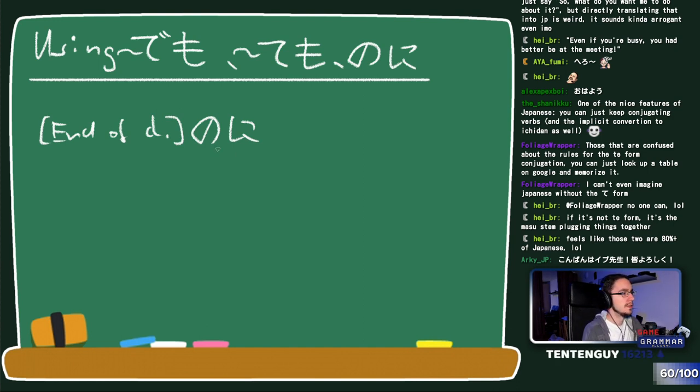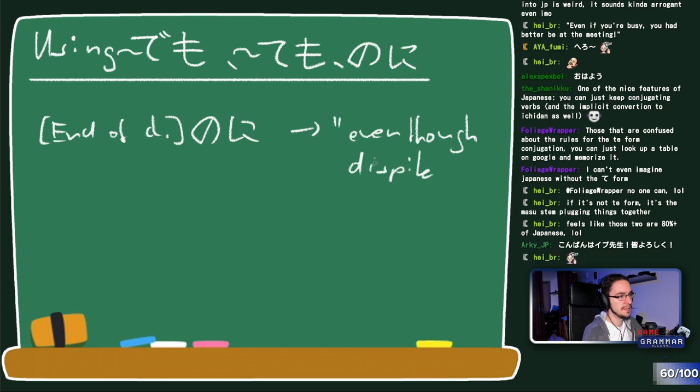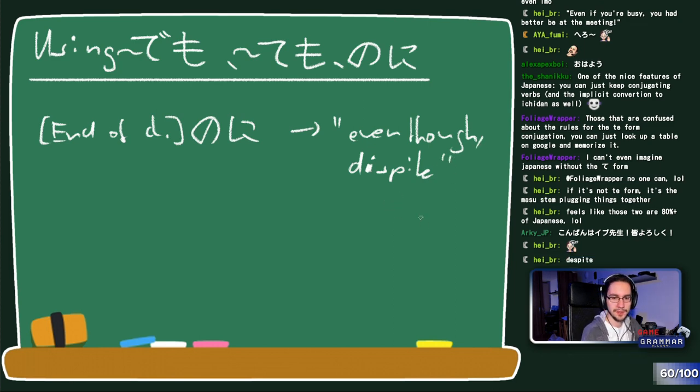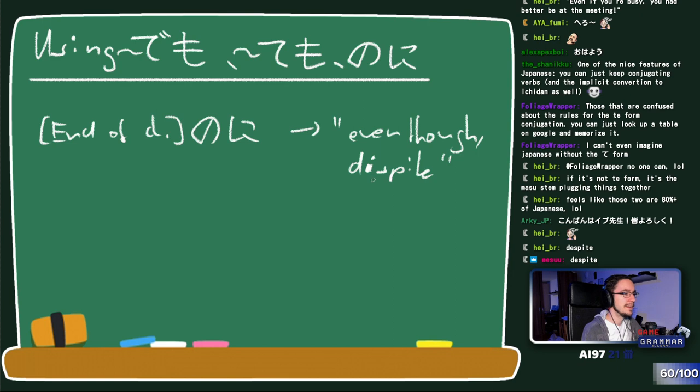Okay. And then this often, most of the time, gets translated as sort of "even though" or "despite." Despite, right? Is it with an I or an E? I never remember if it's, I think it's with an I, despite. I think I'm right. I think I'm good. Despite, really? Why do you write despite but say despite? English is the worst language.